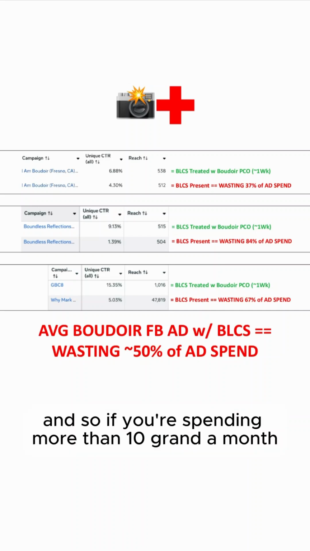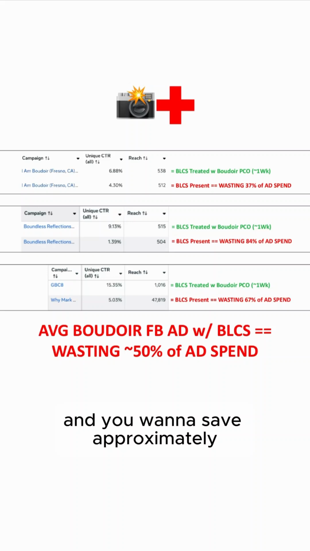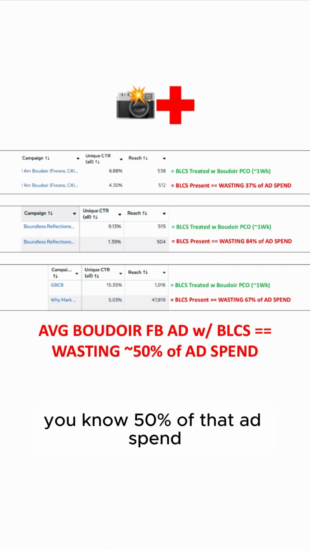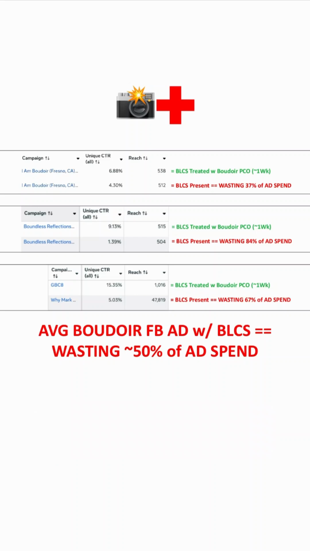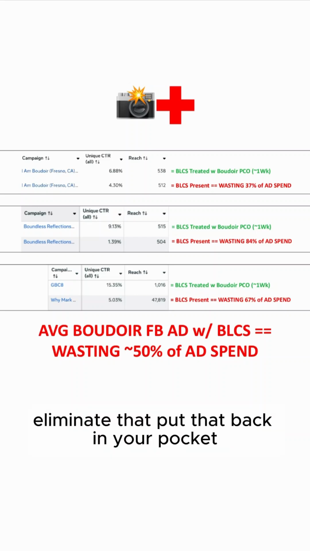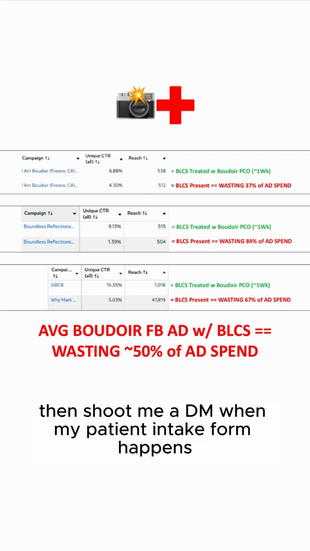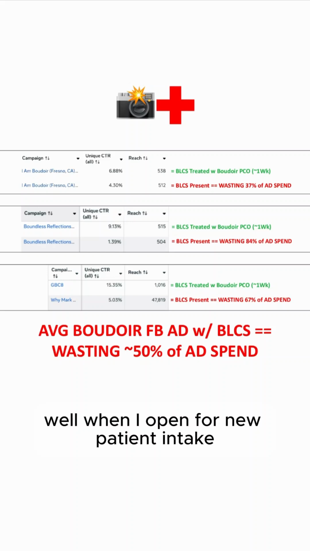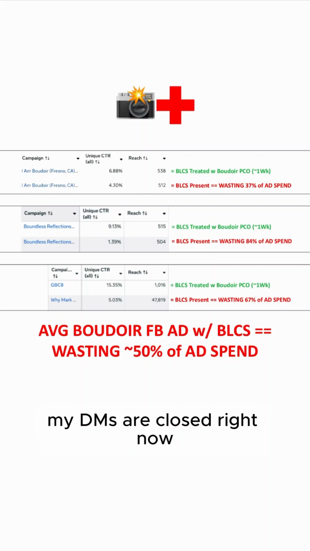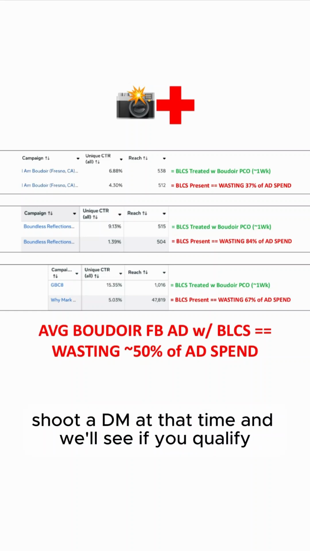And so if you're spending more than 10 grand a month and you want to save approximately 50% of that ad spend, eliminate that, put that back in your pocket, which would be about 60 grand over the next year, then shoot me a DM when my patient intake form happens. Well, when I open for new patient intake, my DMs are closed right now. When my DMs do open, shoot a DM at that time, and we'll see if you qualify.